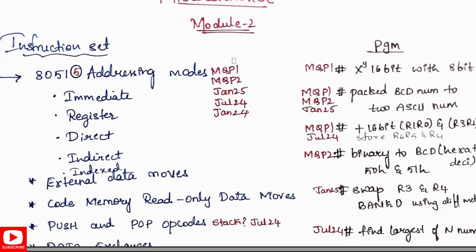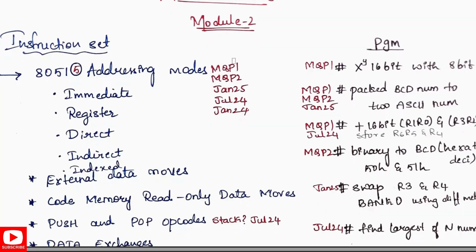In this, I have referred to the model question papers and previous year question papers and marked the important topics and the areas where you have to focus to score well in the exam. So in Module 2, the most expected and very sure question is on the addressing modes, which was asked in every paper. They'll ask you to explain them. I'll tell you what to write.